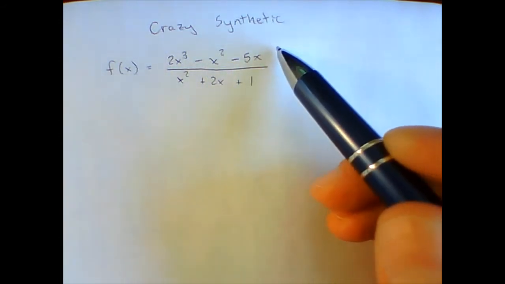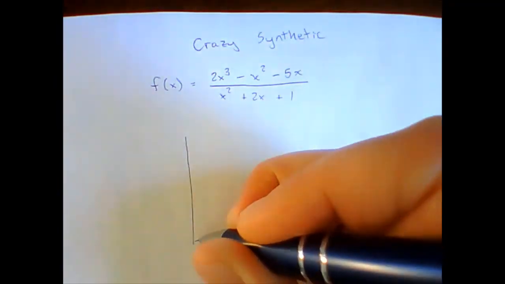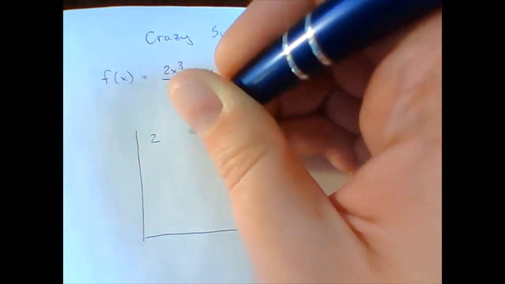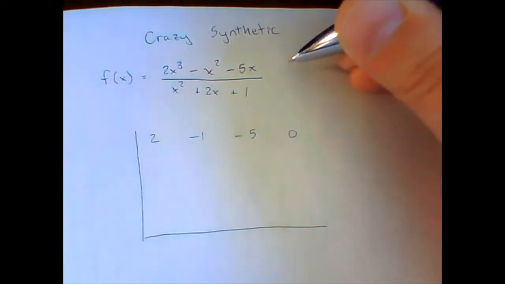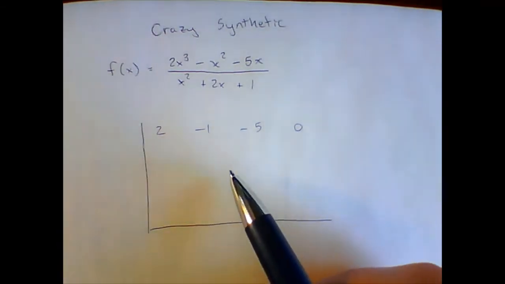We actually start off the same way. We're going to place all the coefficients. We've got it. And I'm going to make a big box. The reason I'm making a big box is because it's going to be a double-decker box. So we have a 2, and a -1, and a -5, and we're missing the constant out back, so it comes in as a 0 placeholder.